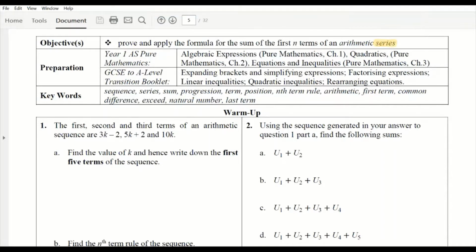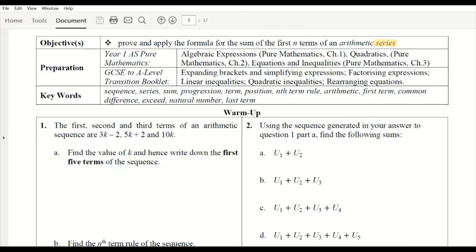There's some preparation work if you want to refer to your year one work or your pre-GCSE work that was in the transition booklet. But if you're ready to go, please have a go at the warm-up questions and pause the video, and then I will go through the solutions with you.